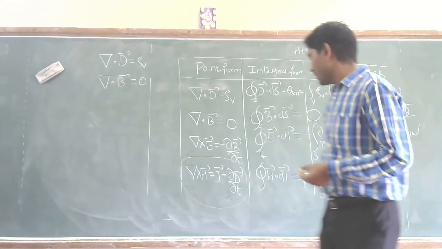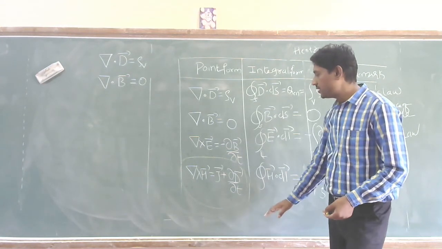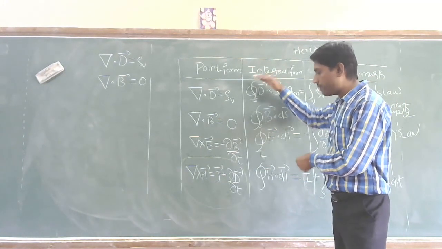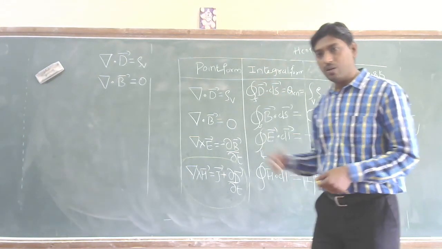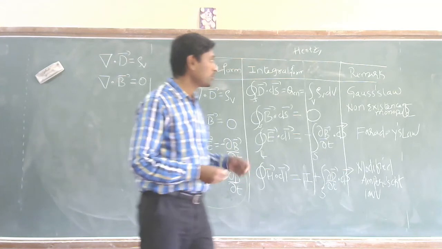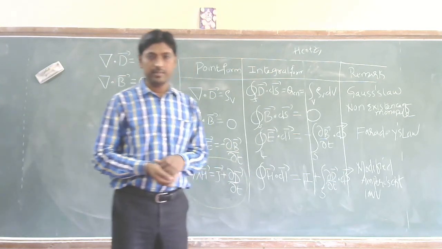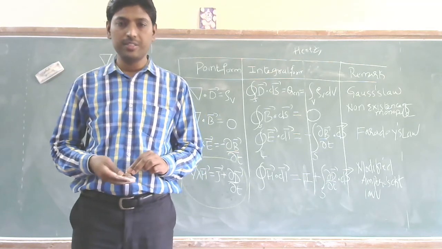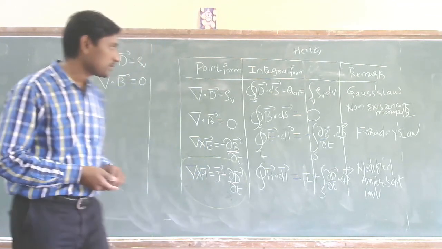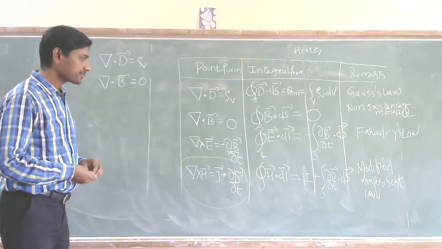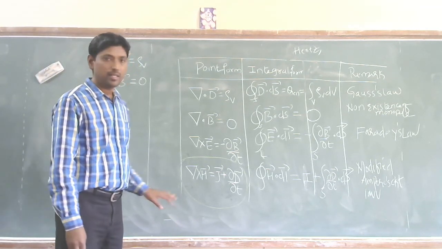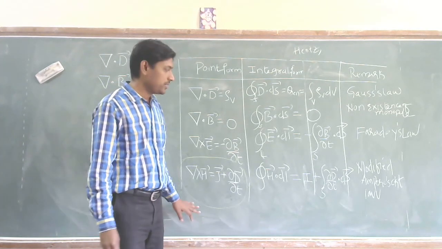When it was possible to combine the whole electromagnetic theory in these four Maxwell's equations, we also predicted that waves are electromagnetic in nature. That is what we are going to see in part B of this module, electromagnetic waves. So this is all about Maxwell's equations, and we will stop here today.